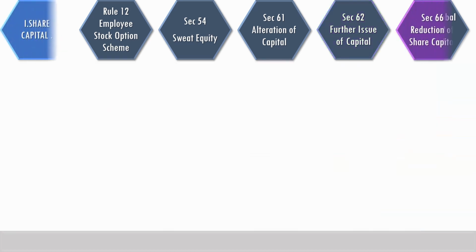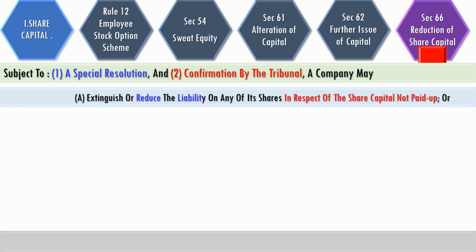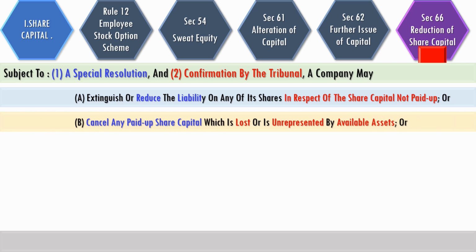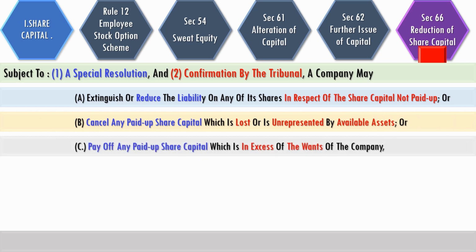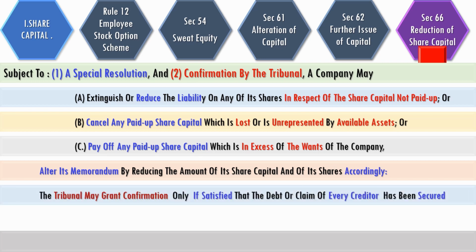Reduction of capital under section 66 is a two-step process: one, special resolution, and two, confirmation by the tribunal. A company can extinguish or reduce liability in respect of share capital not paid up, or it can cancel paid up share capital to the extent it is lost or unrepresented by available assets, or it can pay off any paid up share capital which is in excess of the requirements of the company. Once this is done, it can alter its memorandum by reducing the amount of share capital and the relevant shares.